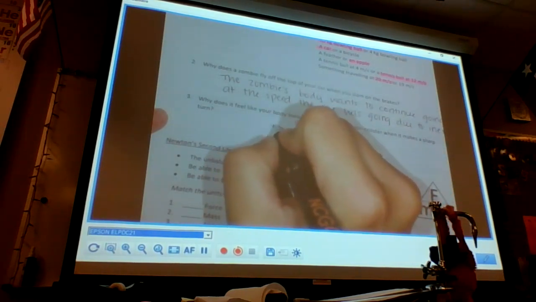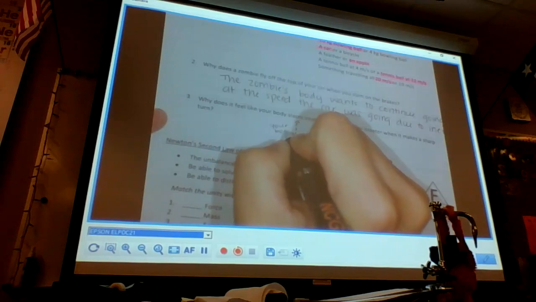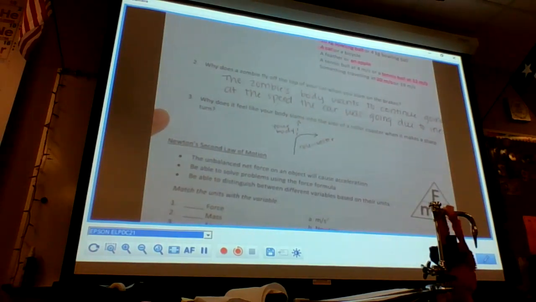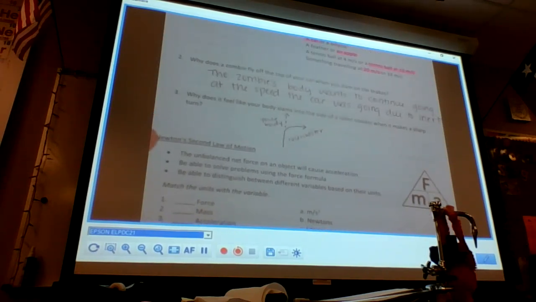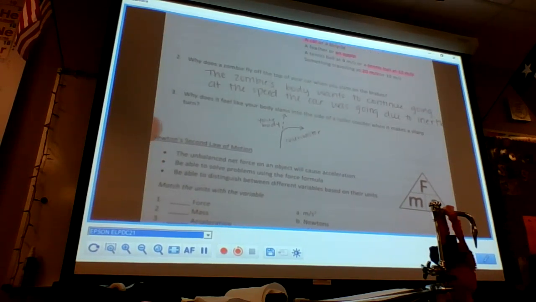That is your body. That's not my body. That's just because of inertia. Your body wants to continue that straight path. Alright, so that is Newton's first law of motion.